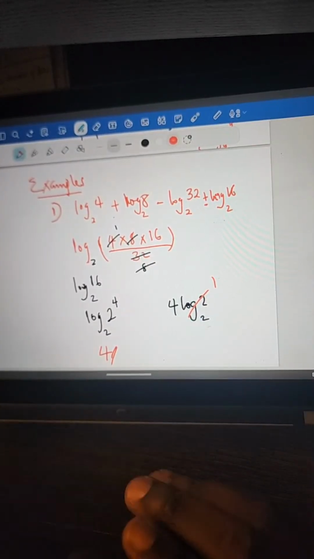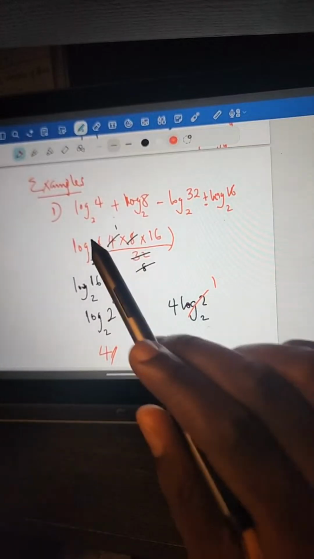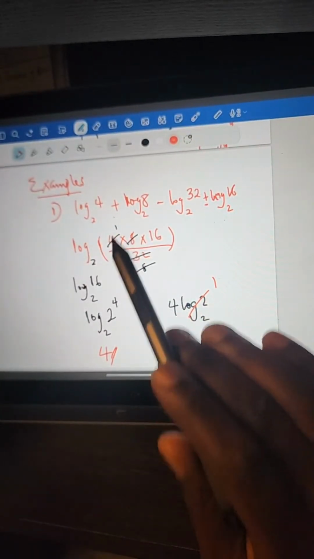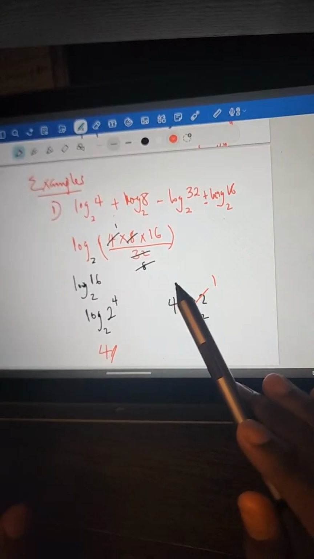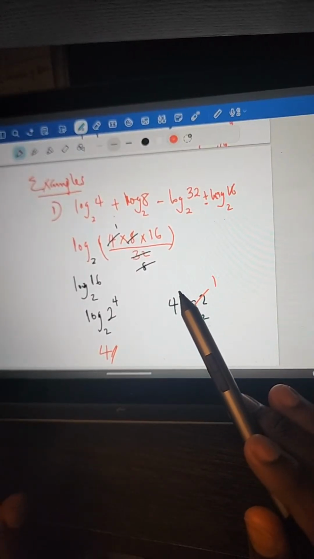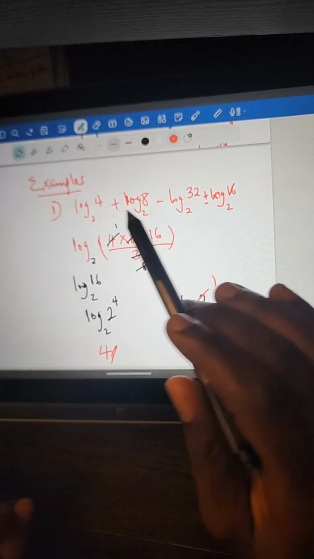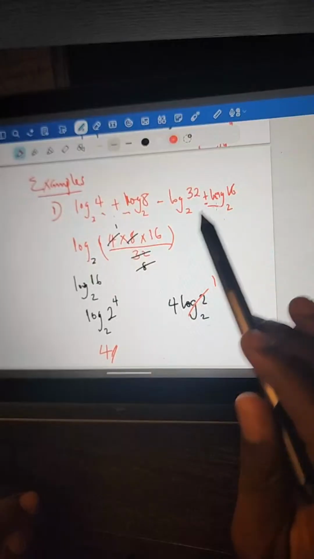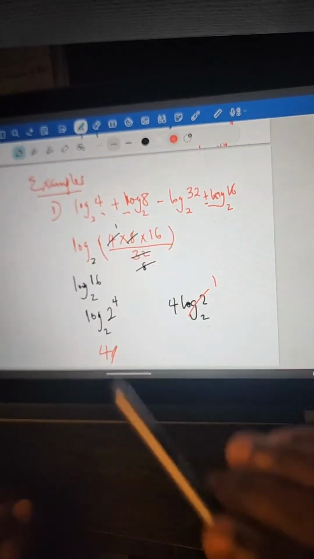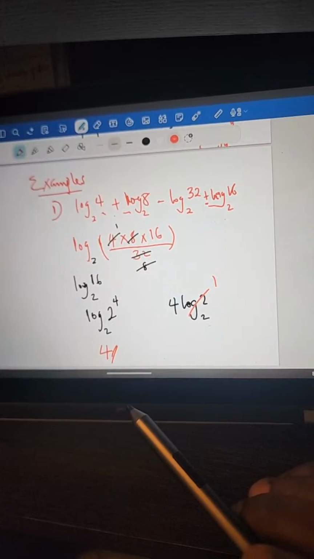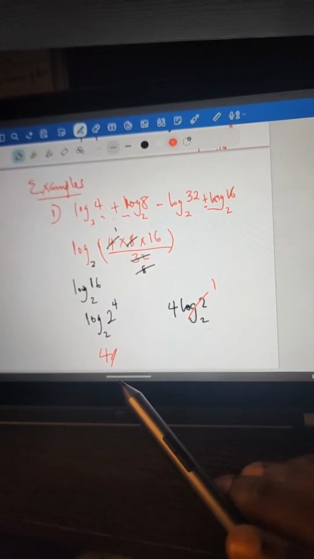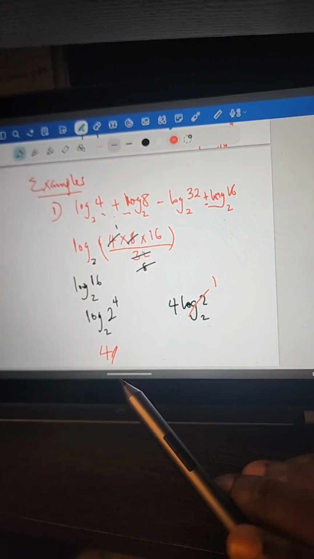If you look at this, the first thing I did here is, okay, we have logarithms separated by plus. I transformed it into multiplication. And after, this is plus, I multiplied. And this is negative, that is division, and I divided. So that was the first thing I did.